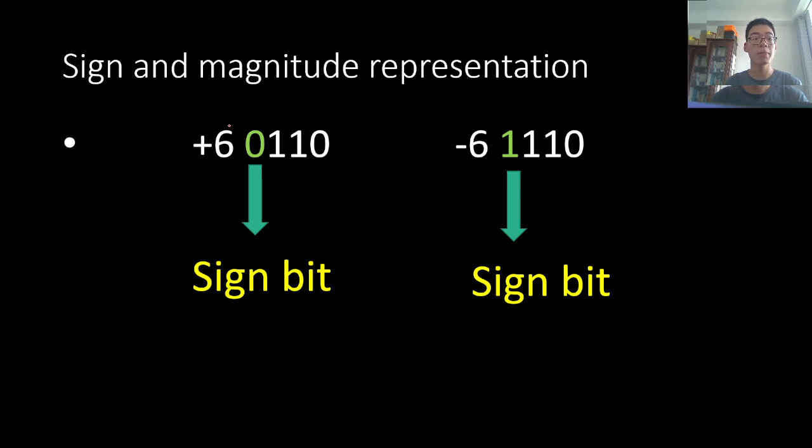Sign means there is a unique sign bit. When it is 0, it is positive. When it is 1, it is negative. And the remaining 3 bits represent magnitude.